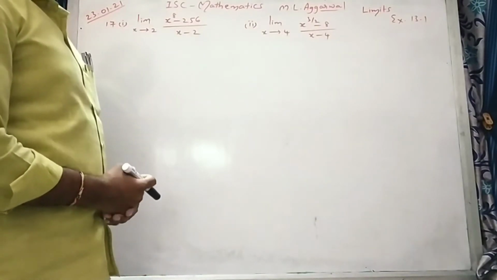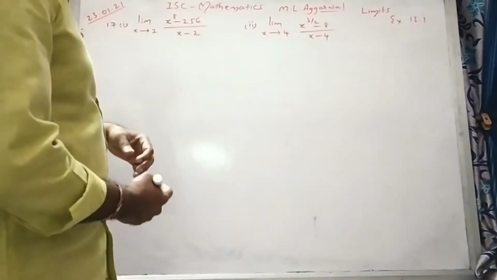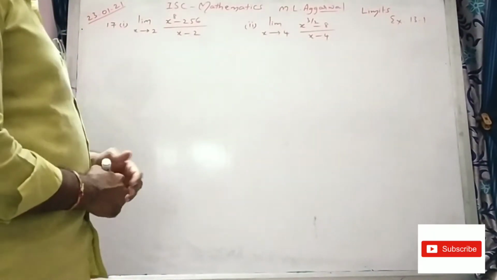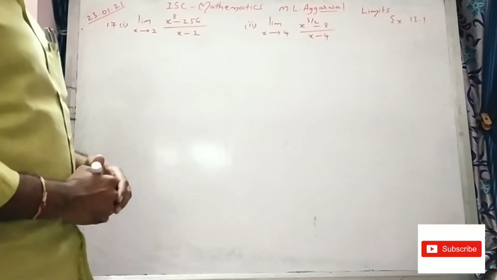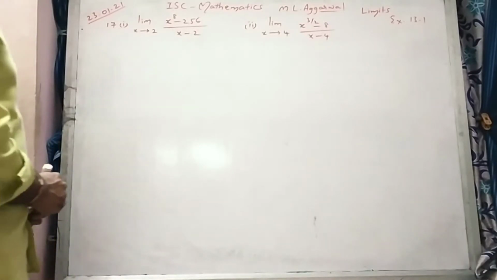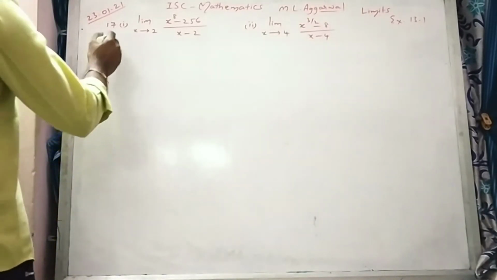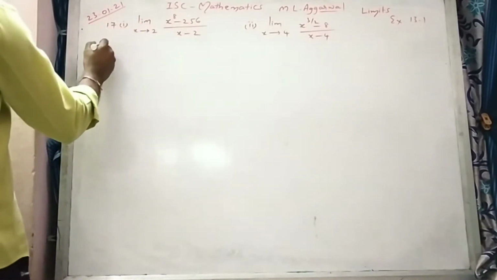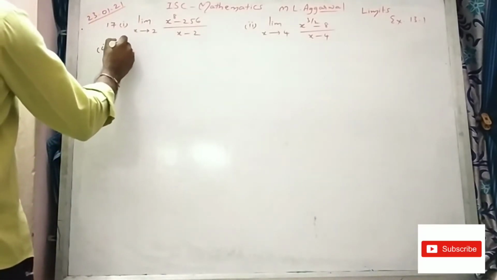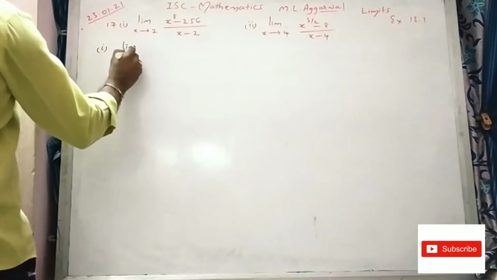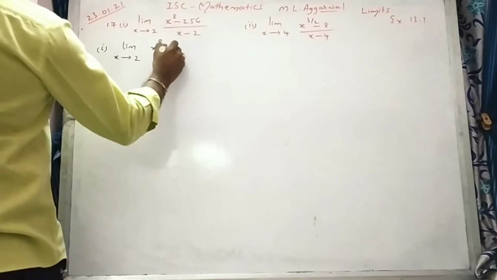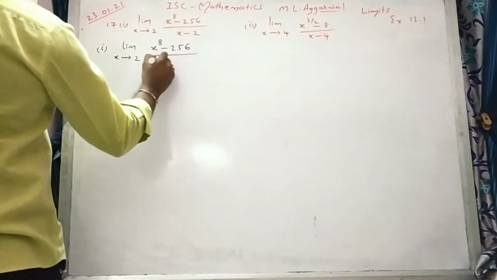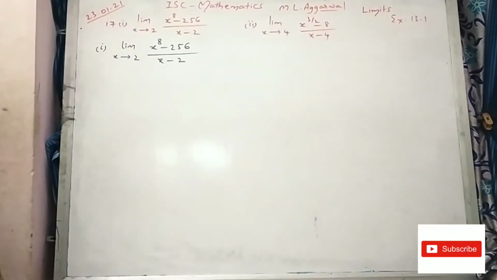In the previous class, we started problems of exercise 13.1 in ML Agarwal. Let us continue the same exercise. Today, I am going to take the 17th question of the first bit. Limit x tends to 2, (x to the power 8 minus 256) upon (x minus 2). Okay, let us see this question.